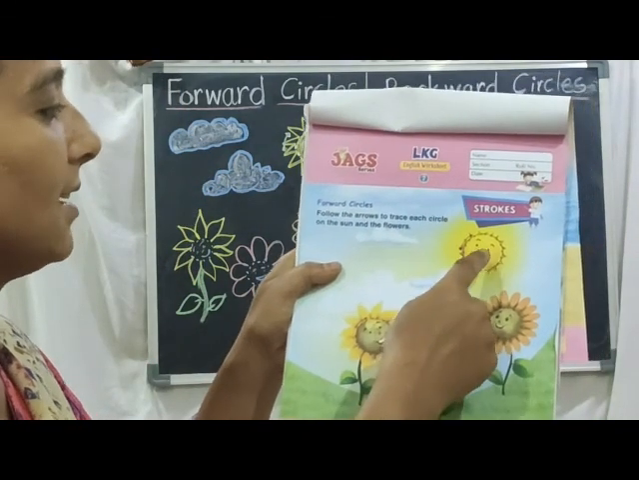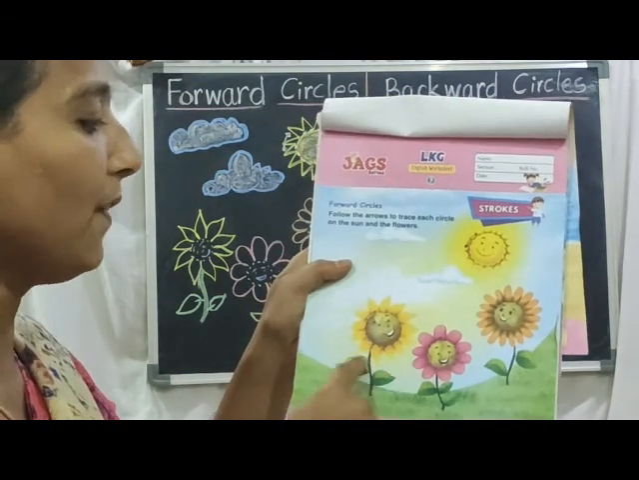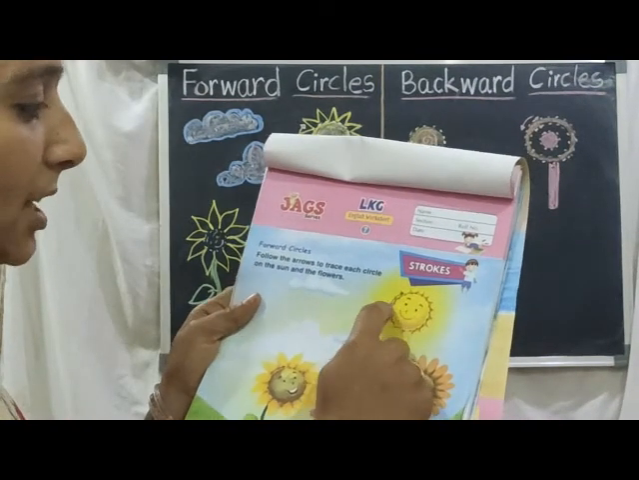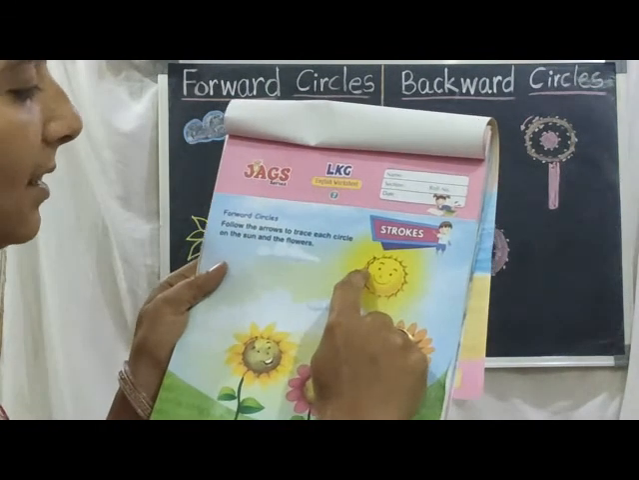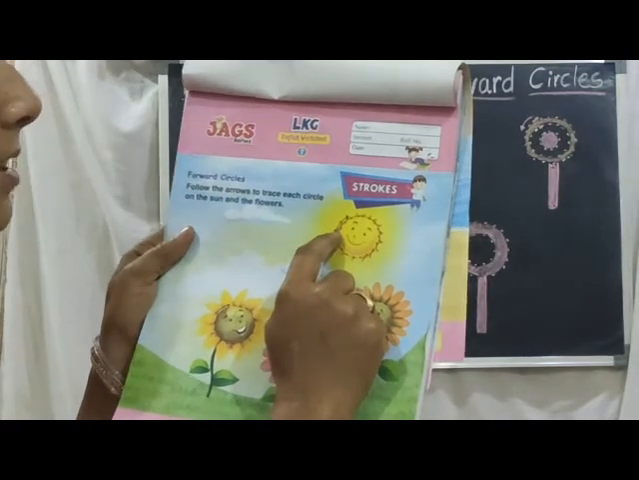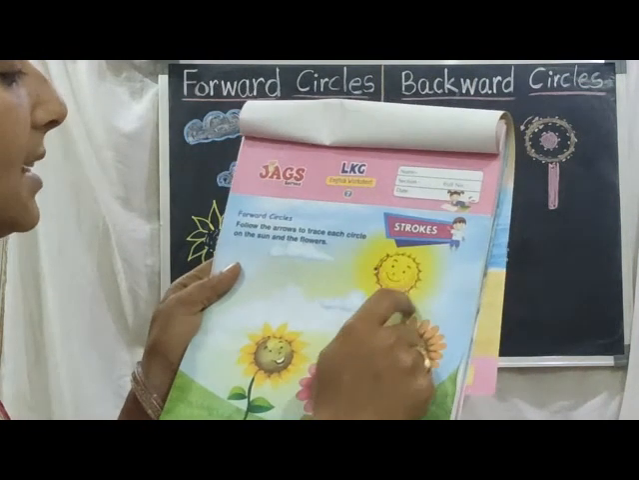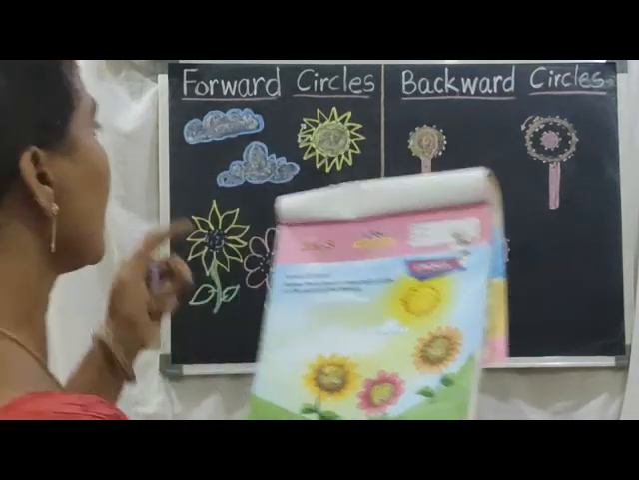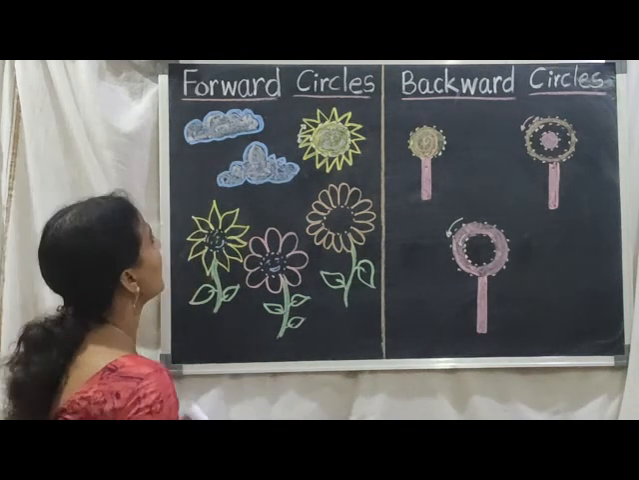We are seeing here the sun and the flowers. Follow the arrows. Here we are seeing, see children, this is the sun and here we are seeing one dot and they gave the arrows for each circle. What we should do? Look here children. The same page I have drawn here.